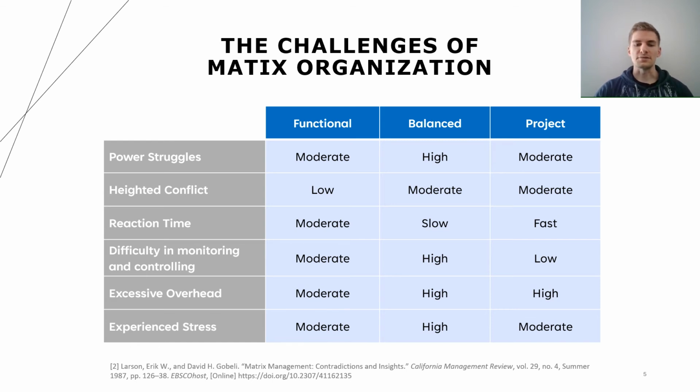Another downside to a matrix organization is the stress. Because the staff have two managers, they have to report to both of them, and the staff have divided commitment across all the projects, and there are lots of conflicts that come with that. And so the stress on the staff is increased, especially in a balanced matrix where the authority of the managers is ambiguous. They have that stress of whose decision making to follow.